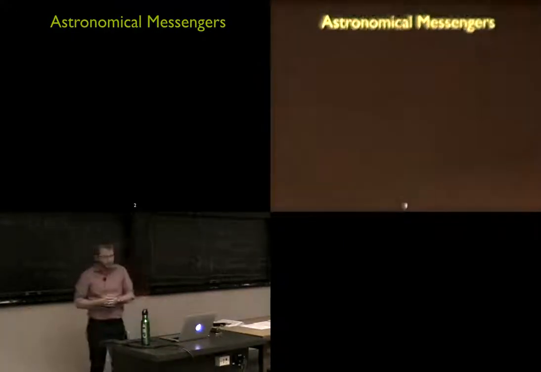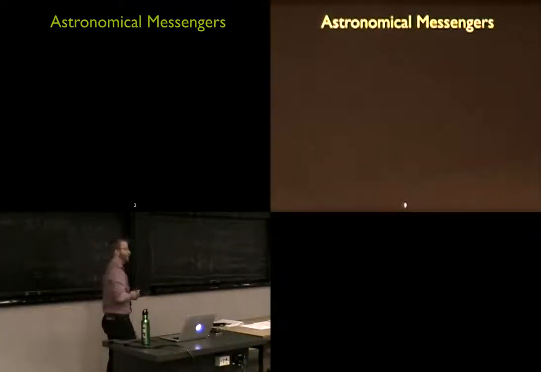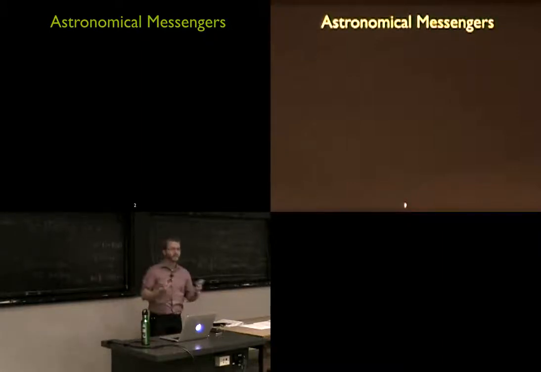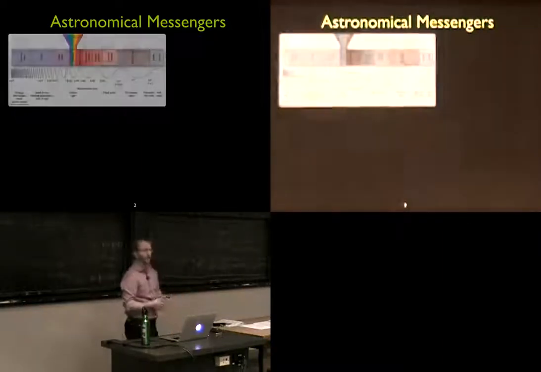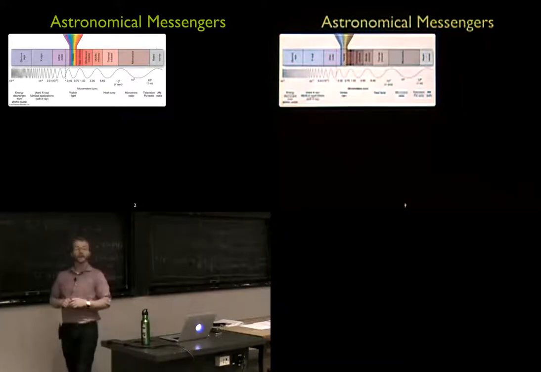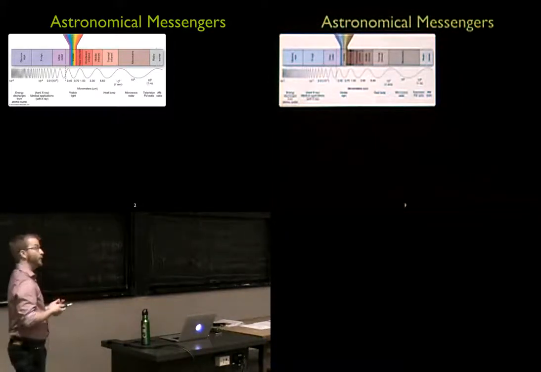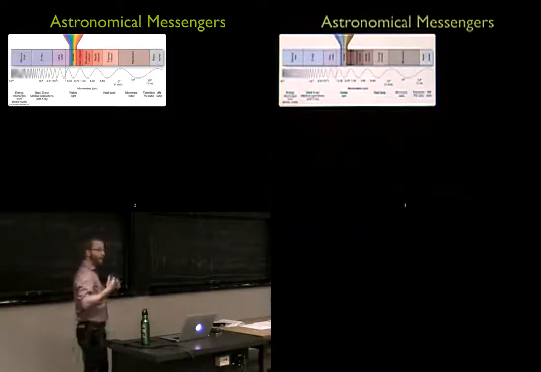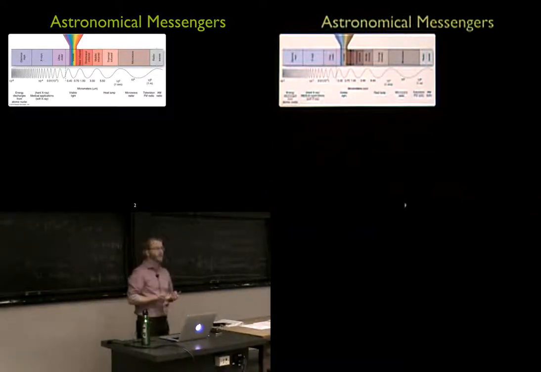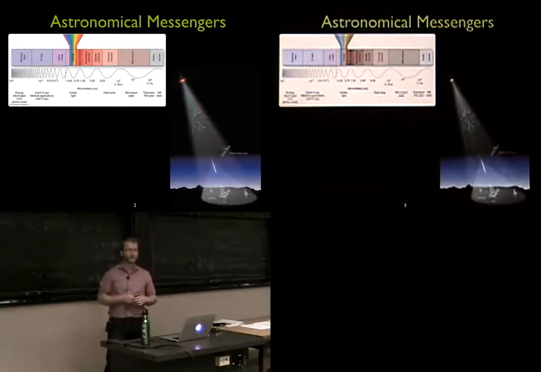All right, so by multi-messenger, I obviously mean multiple messengers for astronomy. The messenger we're all familiar with is electromagnetic waves. That's what's been driving astronomy for the most part over the last few centuries. But there are other messengers, other carriers of information that the universe gives us. One example is cosmic rays.